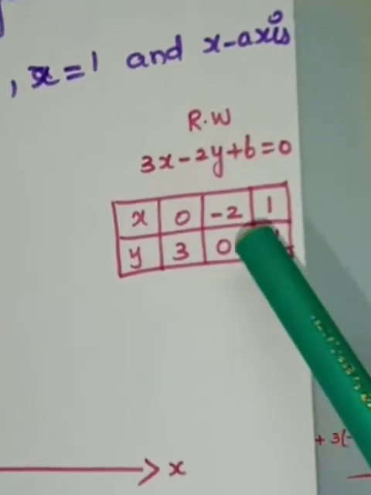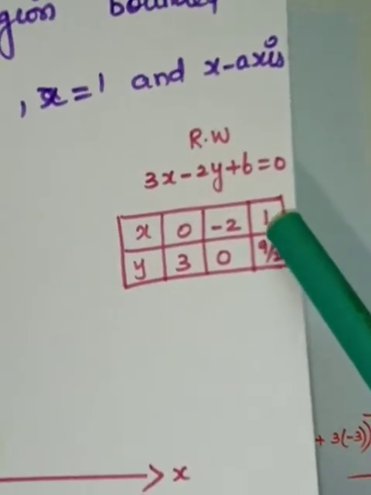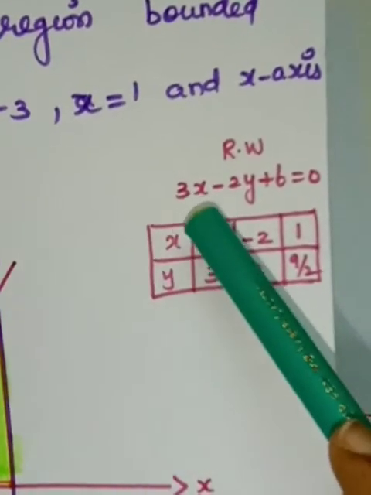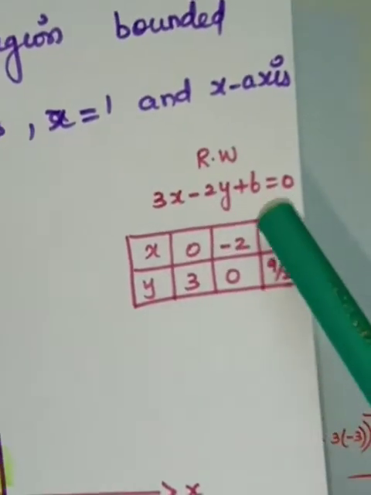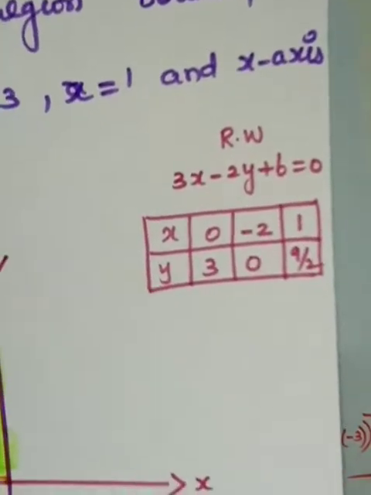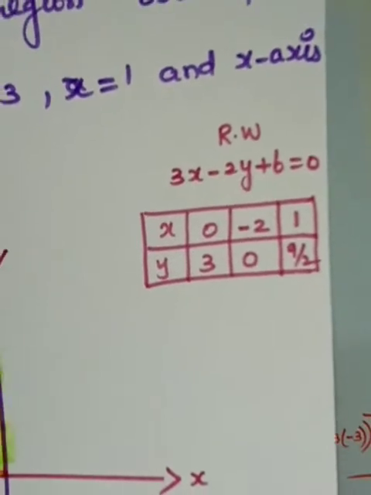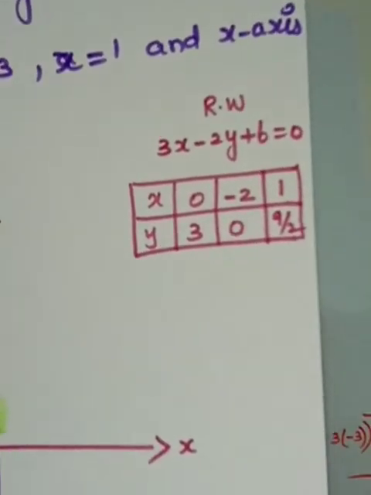After finding these 2 points, you can substitute any value for x, plus 1 and go for minus 1. Put x is equal to 1. So here you are having 3, 3 times 1 is 3, plus 6 is 9. When you take it to the other side, it is minus 9. So minus 2y is equal to minus 9, which means y is equal to 9 by 2. In this way you can find some more values.